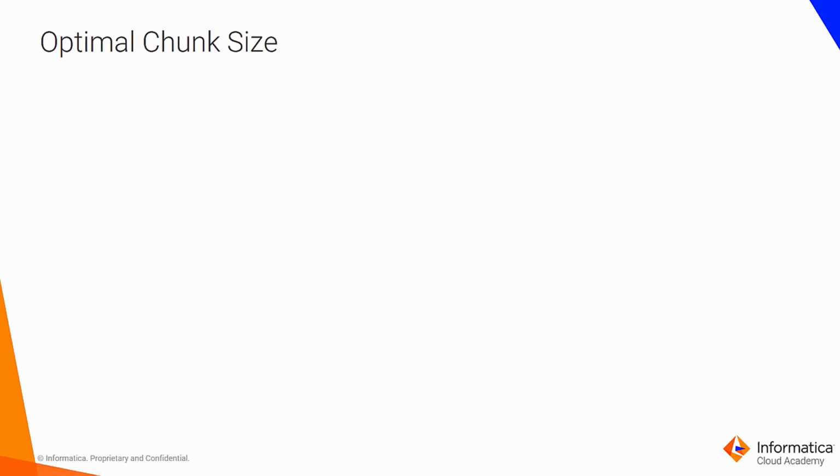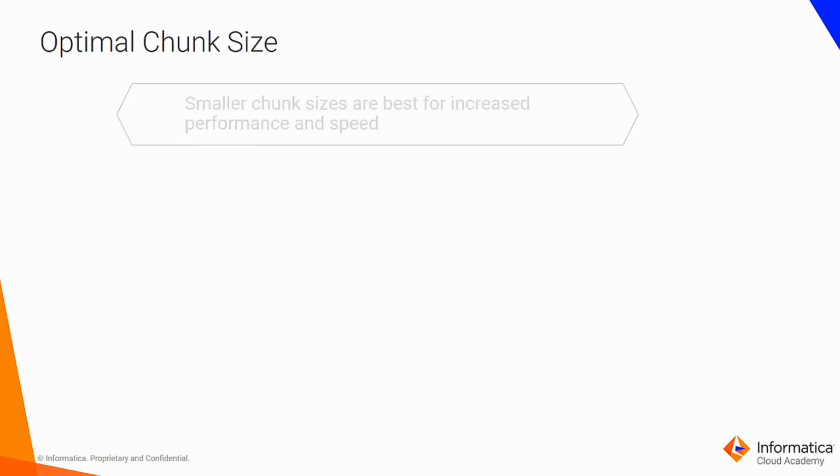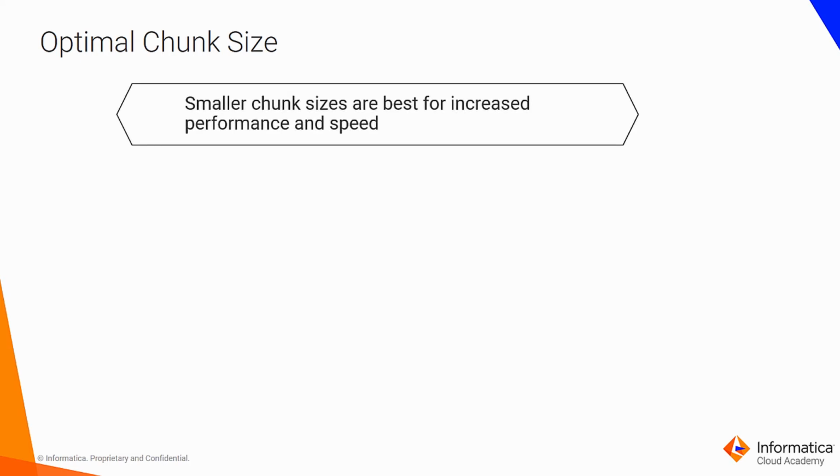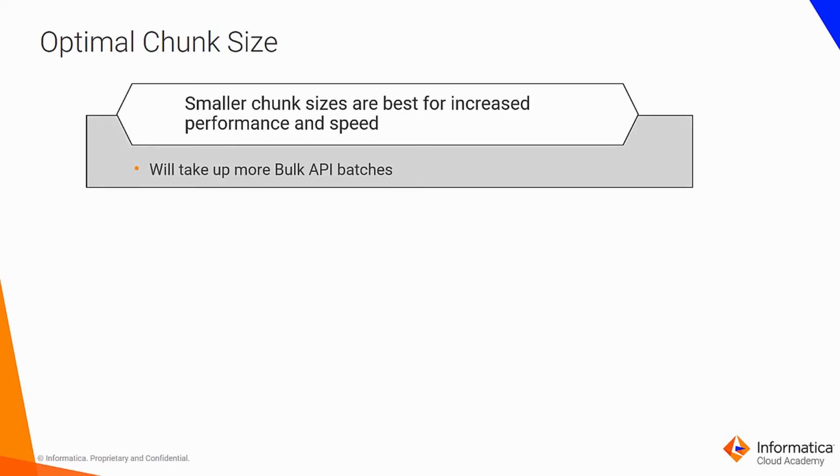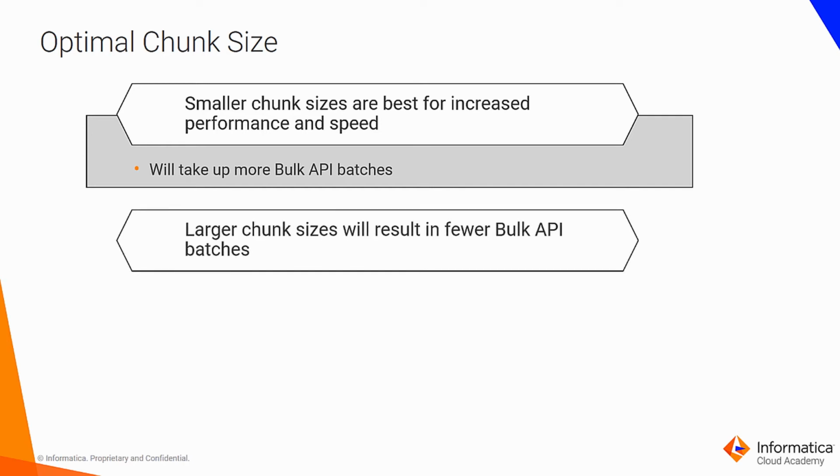Let us now discuss what chunk size would be best to split the bulk queries. If the chunk size is small, it will increase the performance and speed of the queries. However, there is a flip side to this. A small chunk size will take up more bulk API batches and may take more time to complete the job. To solve this issue, you can specify a larger chunk size, and this will result in fewer bulk API batches. However, if the chunk size is too large, it might cause the job to time out frequently, and this will impact the performance of the job.